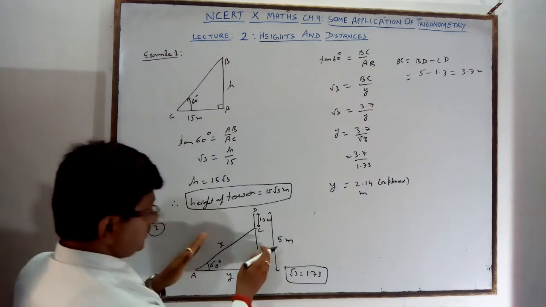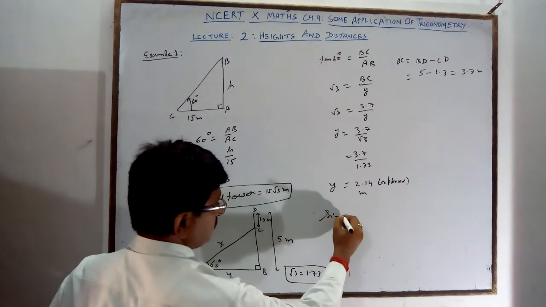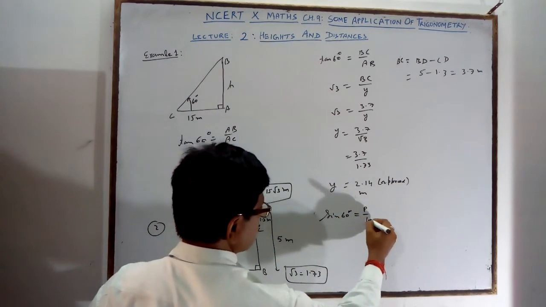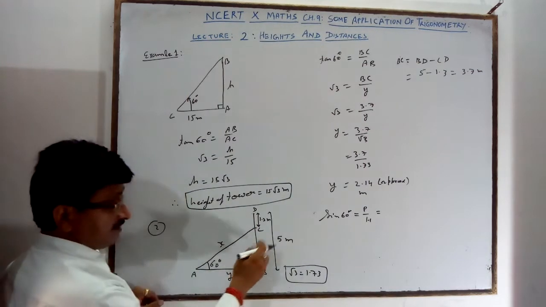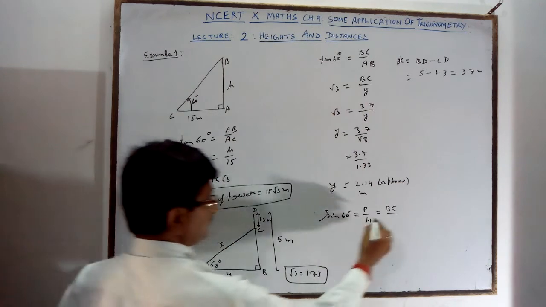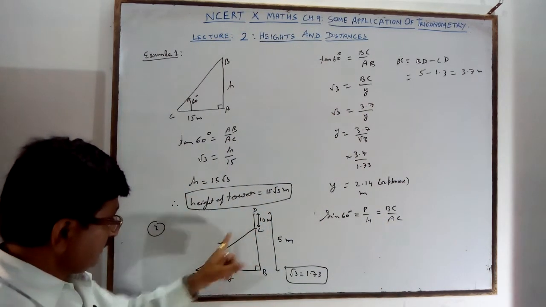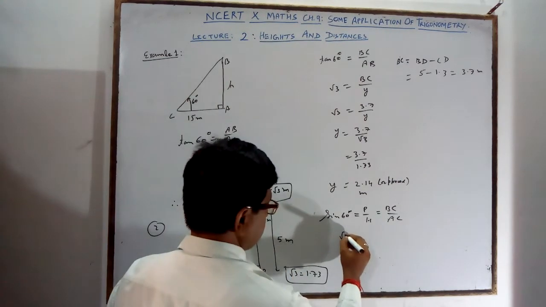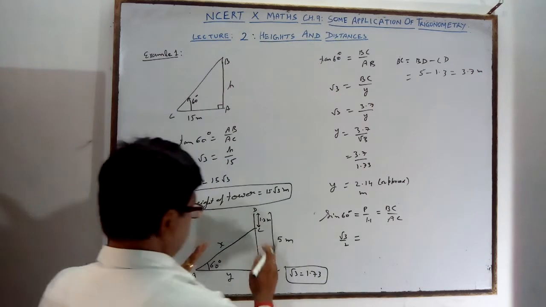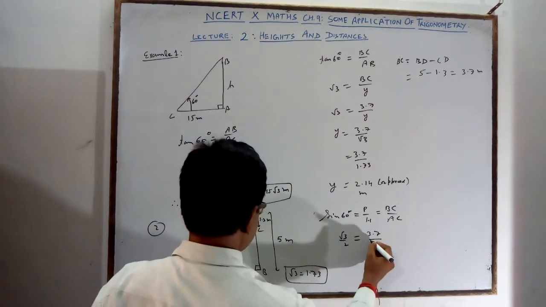Another part is given, where you want x. So sin 60 also you put. Sin 60 is equal to P upon H. What is the P? Perpendicular is BC, and hypotenuse is AC. So BC upon AC. Sin 60 is root 3 by 2. What is the BC? BC is given, 3.7 upon AC, which is x.